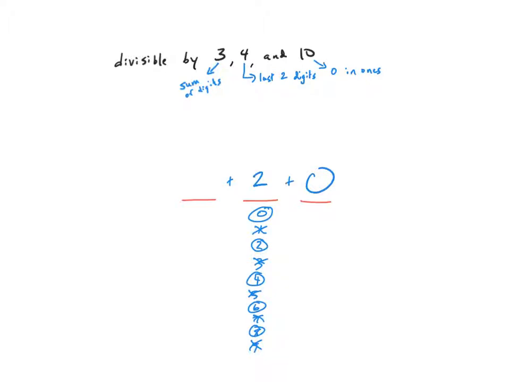If I put a 2 there, the sum of the digits must be divisible by 3. So I can put a 1 here because 1 plus 2 plus 0 is 3, and 3 is divisible by 3. I could have also done, let's look at another example.